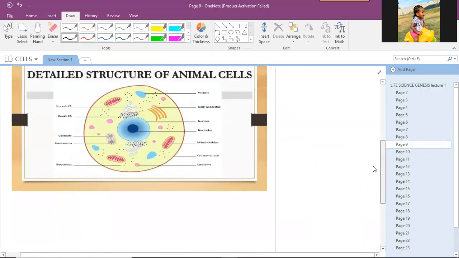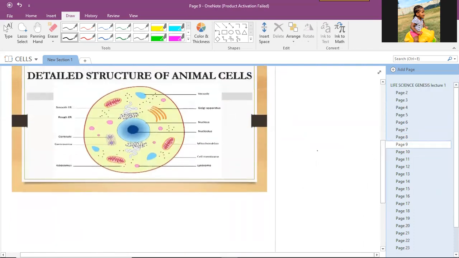So let's now dive in and talk about the detailed structure of a plant cell and also the detailed structure of an animal cell. Is there a way I can zoom this diagram so that you see it properly? Because I want to explain. Anyway, I'll be drawing the structures here.